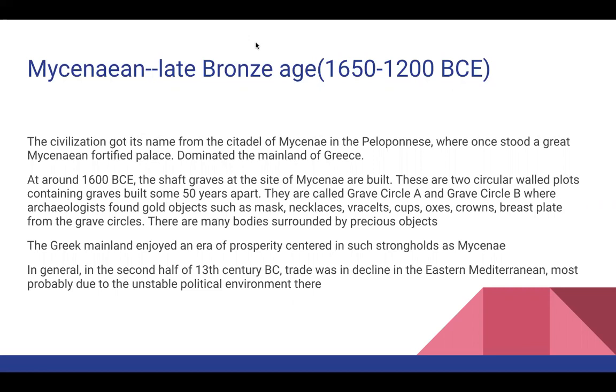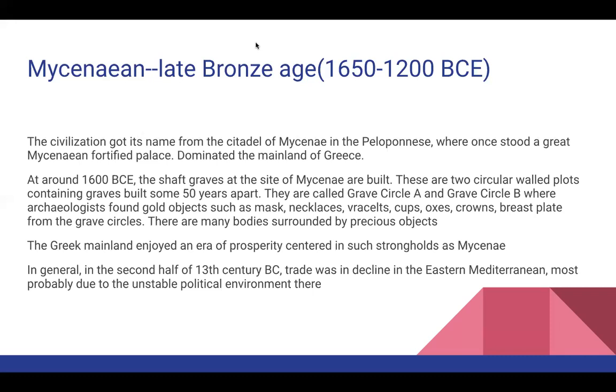Mycenaean late Bronze Age. The civilization got its name from the citadel of Mycenae in the Peloponnese, where once stood a great Mycenaean fortified palace that dominated the mainland of Greece. At around 1600 BCE, the shaft graves at the site of Mycenae are built. These are two circular walled plots containing graves built some 50 years apart.